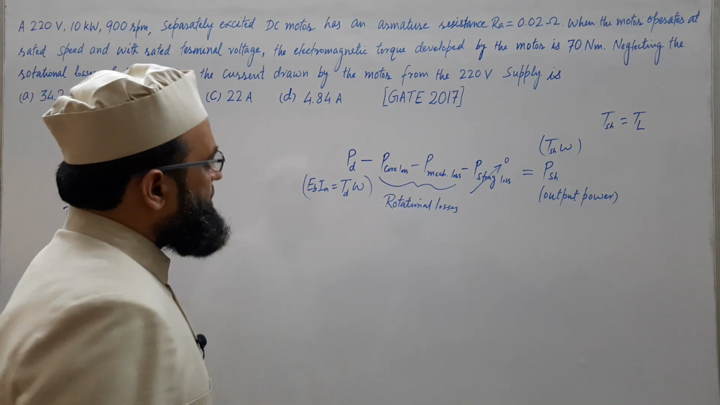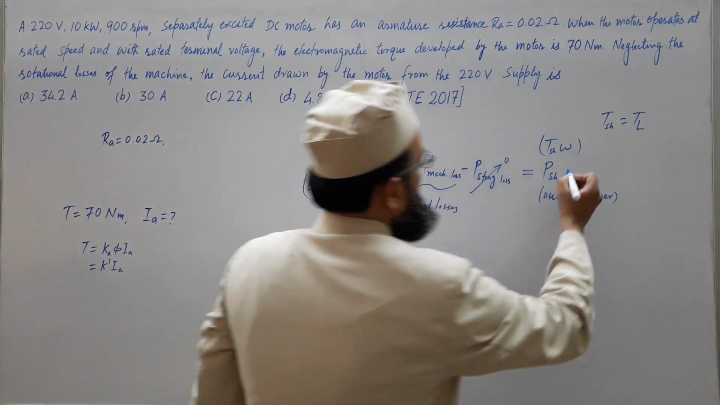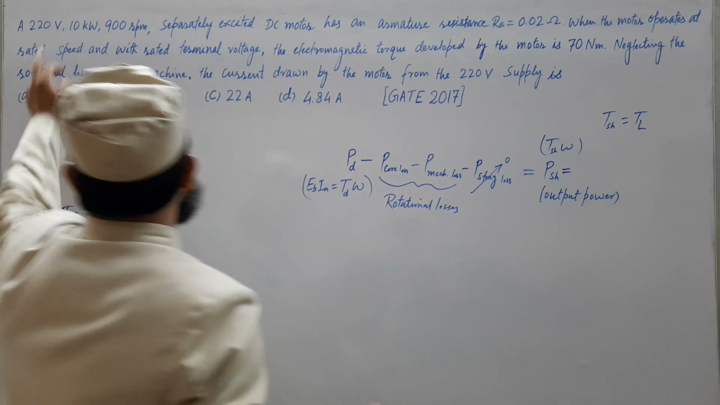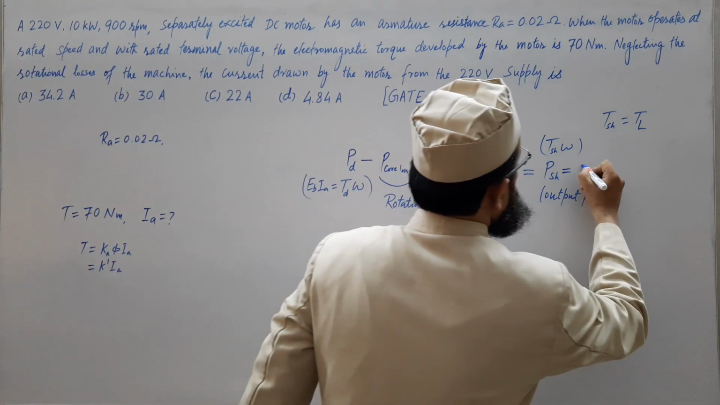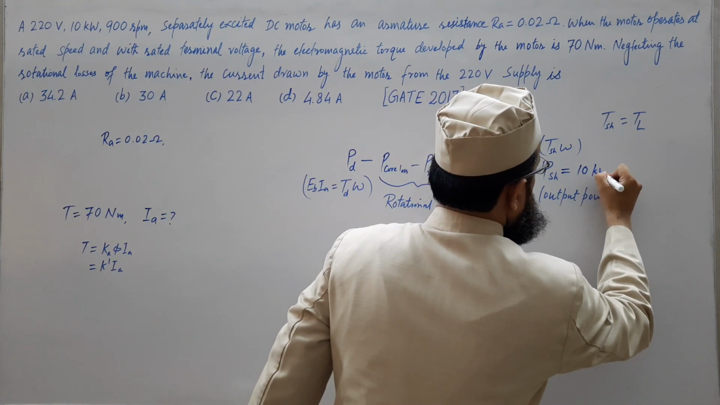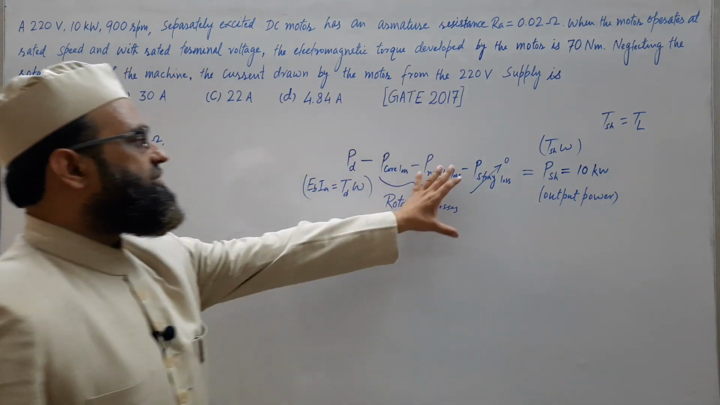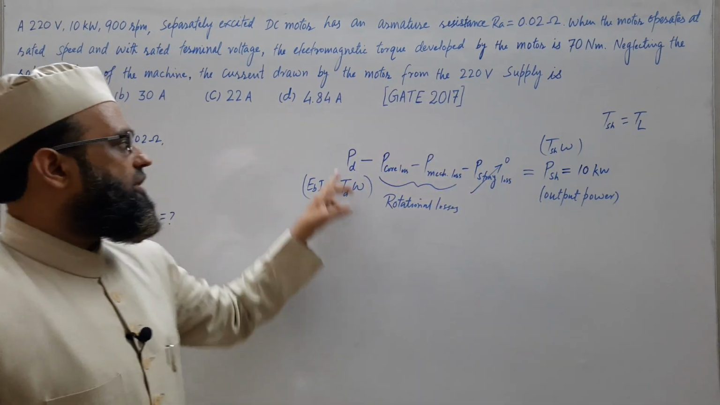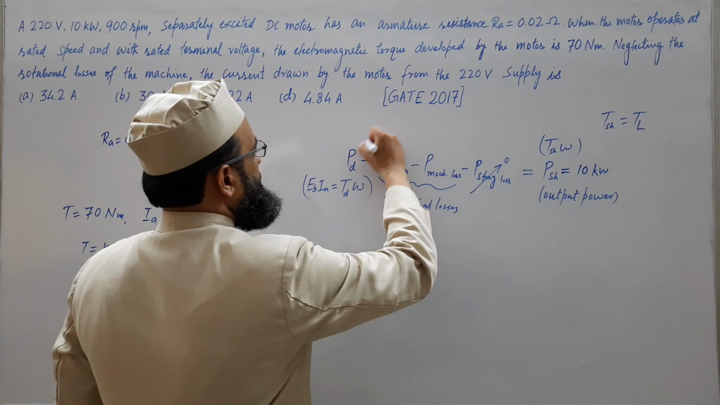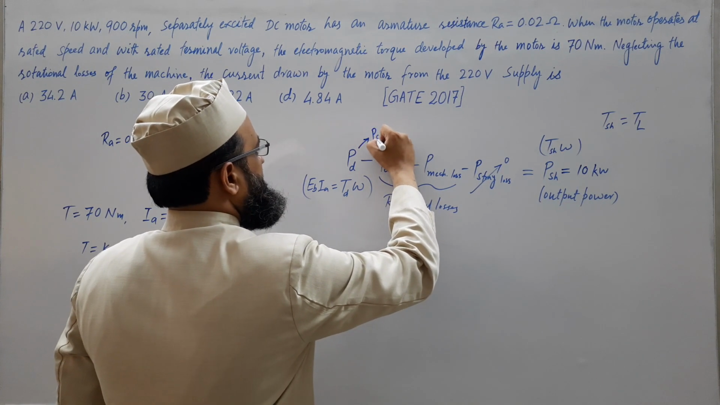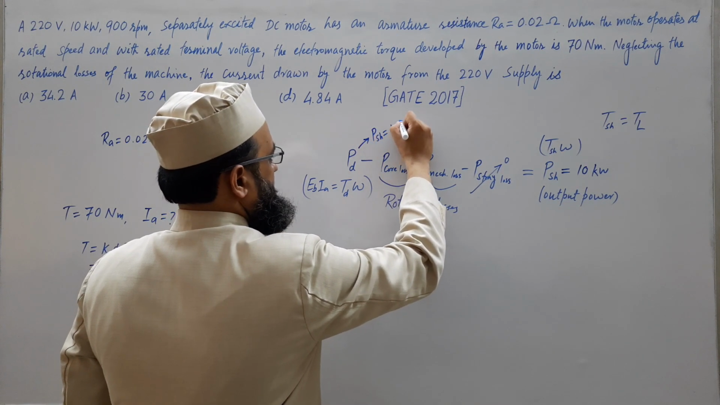So from here we may observe that this is output power, that is the machine rating, which is 10 kilowatt, given in the problem. So with these assumptions that these losses have been ignored, we may write this is equal to shaft power, and this is 10 kilowatt.